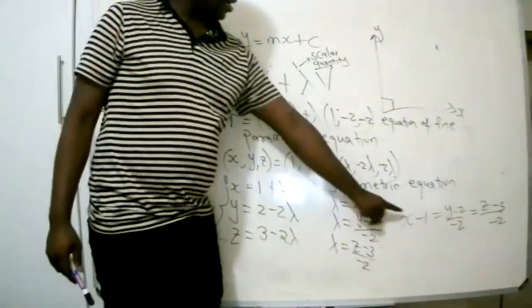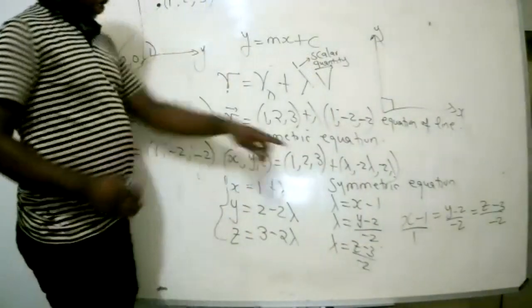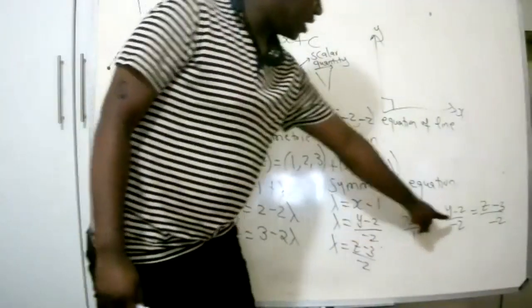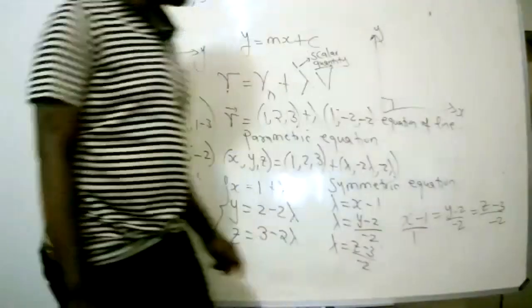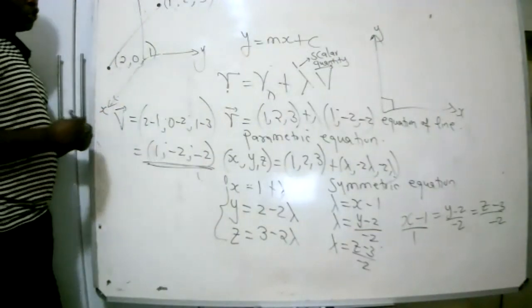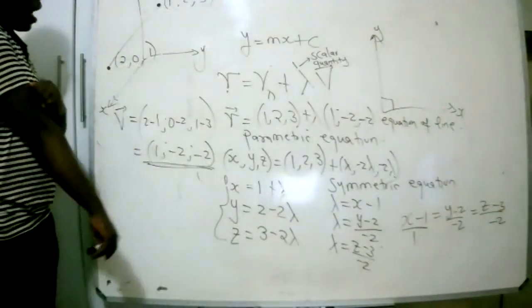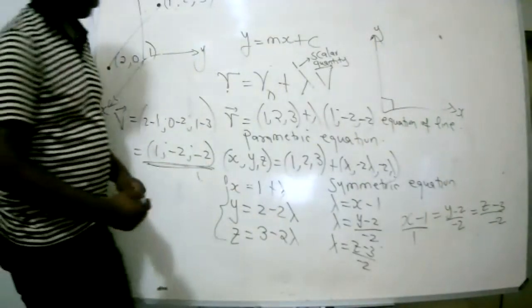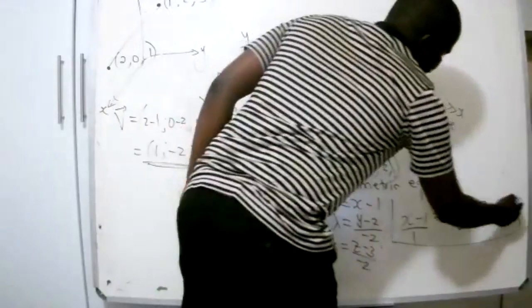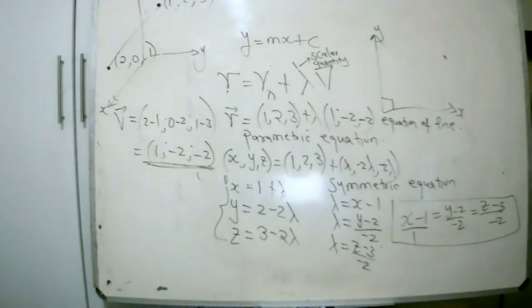Parametric equation is given in that form. And these are in fractional form, so fraction divided by 1. So 1 on the denominator, negative 2 and negative 2 on the denominators. These are the vectors that we have here. But this which we obtained here is the one which is called the symmetric equation. So I believe you understood how to get the symmetric equation now.